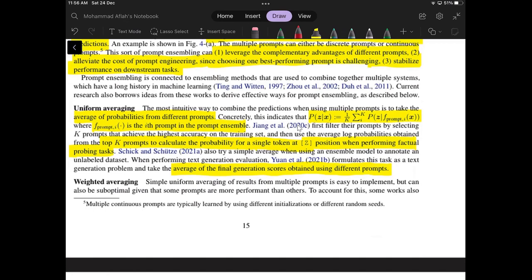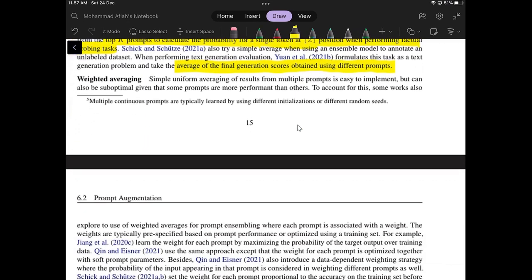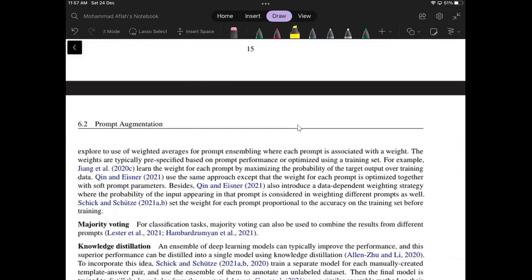Then you have weighted averaging. In the case of simple averaging, you are giving equal weightage to every prompt, but some prompts might be better than others. To account for this, you can have a weighted average for prompt ensembling, where each prompt is associated with a weight. The weights are typically pre-specified based on prompt performance or optimized using a training set.